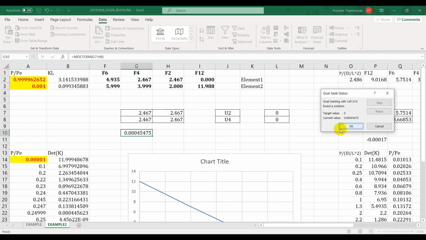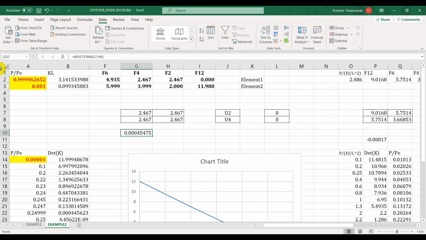Okay, goal seek, and there you go. We find that the P over PE ratio is 0.99999, which is 1. That makes perfect sense because with this pin condition, you will get the buckling load equal to the Euler buckling load of the pin condition. You cannot run away from this. You cannot get another number.